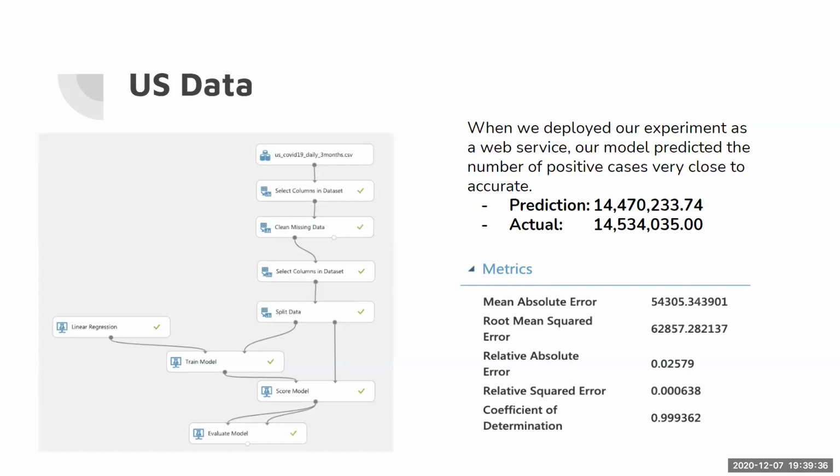And when we deployed our experiment as a web service, our predictive model was able to get very close to the actual number of cases. You can see the difference between the 2 numbers is only a few 100,000 or tens of thousands.